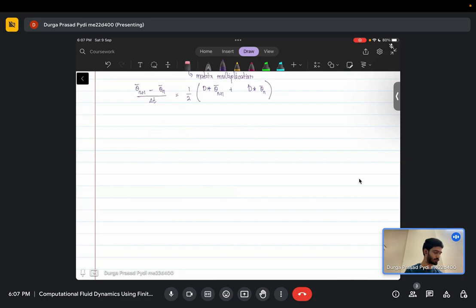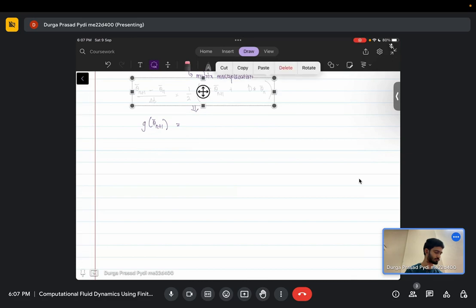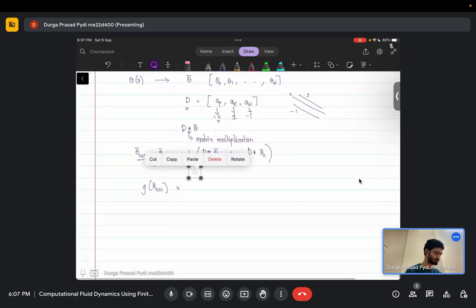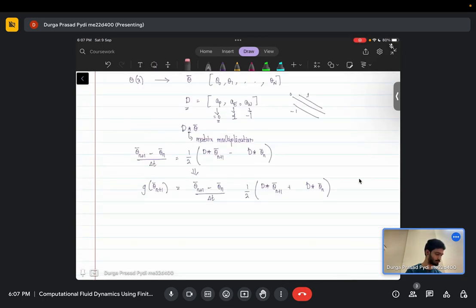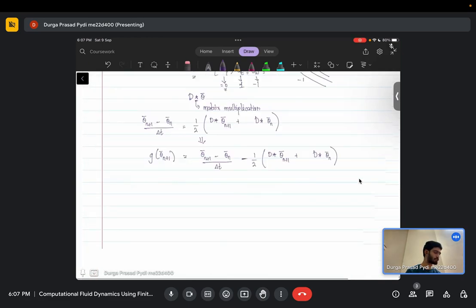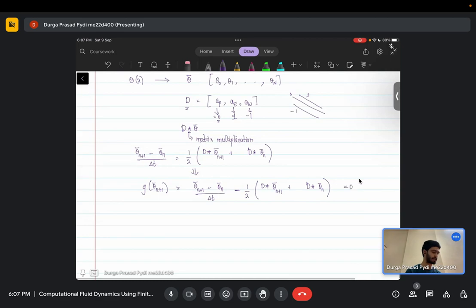So from this equation we can write g of theta bar of n plus 1 as, I am just bringing that to the LHS. So you have something like this, and our objective is essentially to make this equal to 0, like find the value of theta bar of n plus 1 that will make this expression equal to 0. That is our objective.